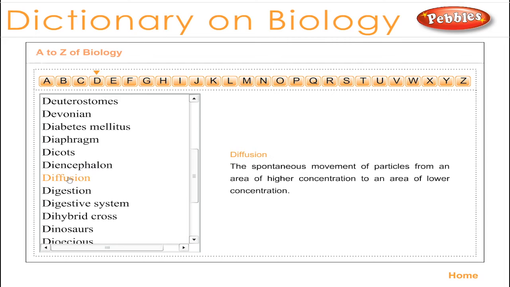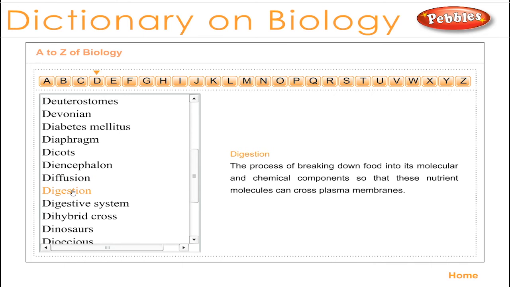Diffusion, the spontaneous movement of particles from an area of higher concentration to an area of lower concentration. Digestion, the process of breaking down food into its molecular and chemical components so that these nutrient molecules can cross plasma membranes.